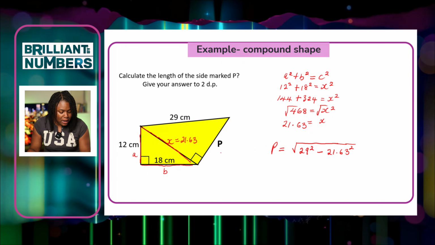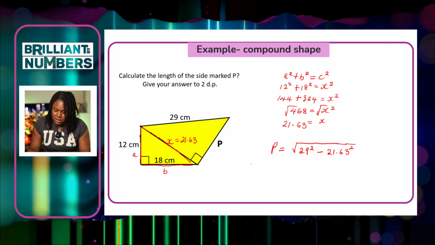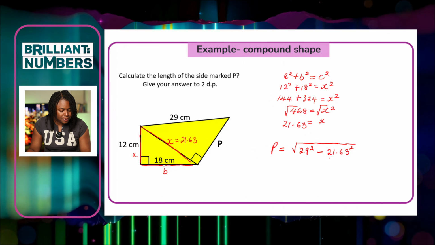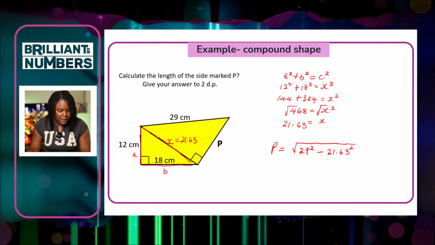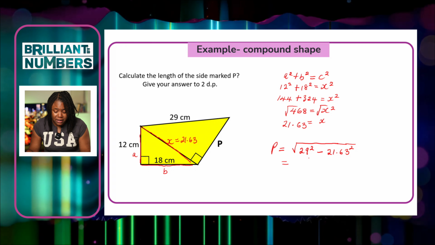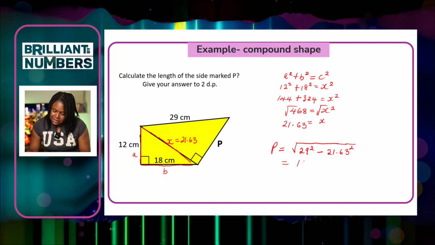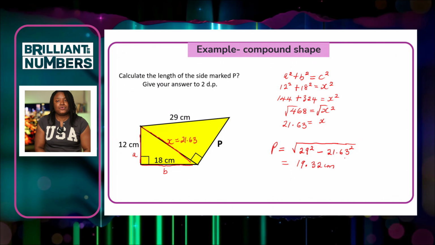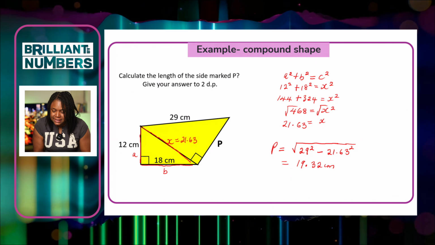So let's go. Square root 29 squared minus 21.63 squared, and then just press equal. Gets me straight to my answer. So the answer is 19.32 centimeters to 2 decimal places.